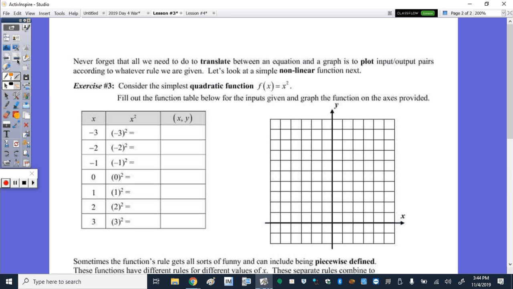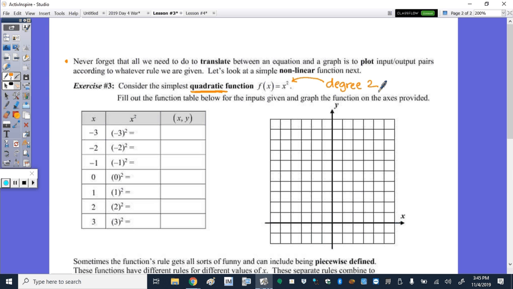So at the top, it says, never forget that all we need to do to translate between an equation and a graph is to plot our input and output pairs according to whatever rule we are given. So we're going to look at a nonlinear function, and that's a quadratic, so a new function. And it's a quadratic because the exponent is a 2. So this is called a degree 2 expression, and those are quadratics.